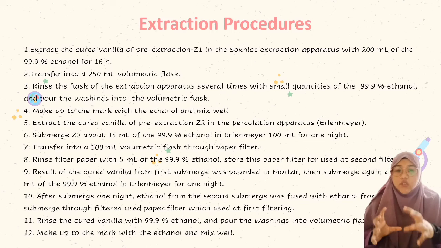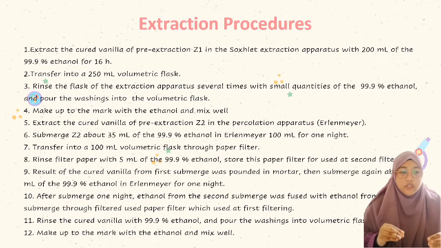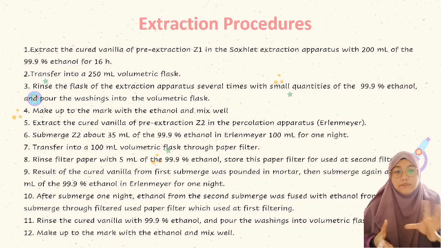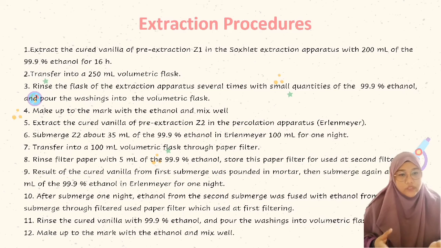Then, extract the pure vanilla by extraction in the percolation apparatus, which is known as an Erlenmeyer, and submerge it in about 35 ml of ethanol in the Erlenmeyer for 1 night. Then, transfer it into a volumetric flask through a paper filter. The paper filter was filled with ethanol, and this paper filter was stored to use at the second filtering.